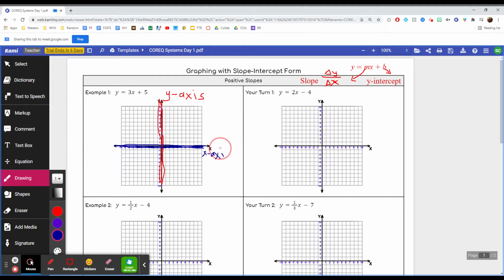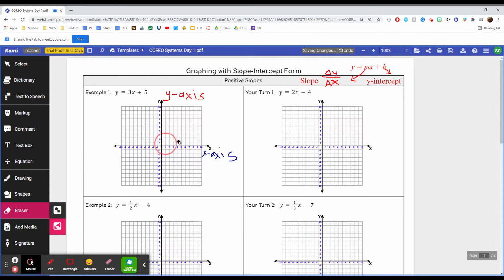Okay, so this is how we look at how the slope is behaving based on how it's changing on the y, the vertical, and how it's changing on the x, the horizontal. So let's look at the first example to help us go through this review lesson. We have y equals 3x plus 5, and this is with all positive slopes.